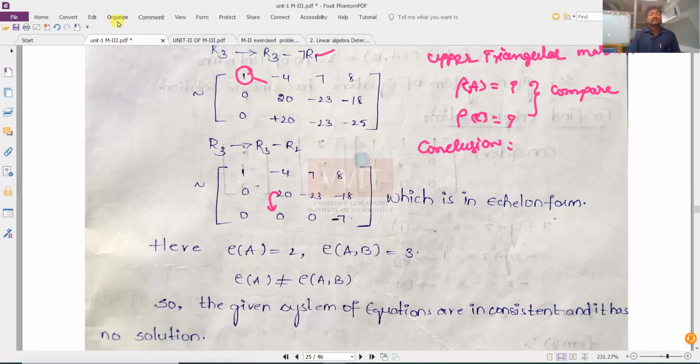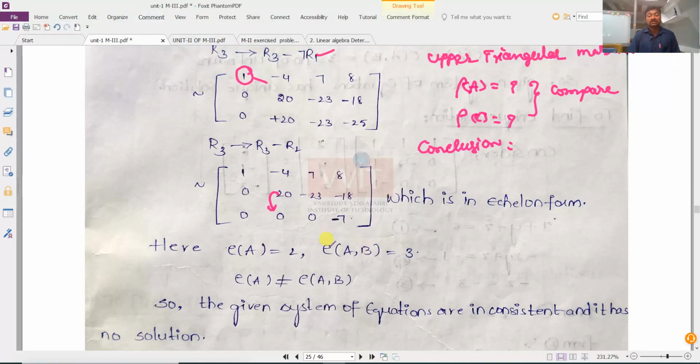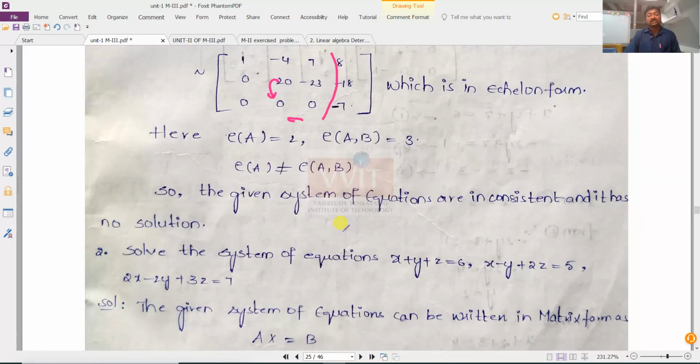Now, earlier I mixed them, but if I want, I can even split that. So this is the coefficient matrix, and the entire matrix is the augmented matrix. Here, rank of A is equal to the number of non-zero rows, which is 2. Rank of C is equal to the number of non-zero rows, which is 3. That clearly indicates that both are not equal, so the system is said to be inconsistent.